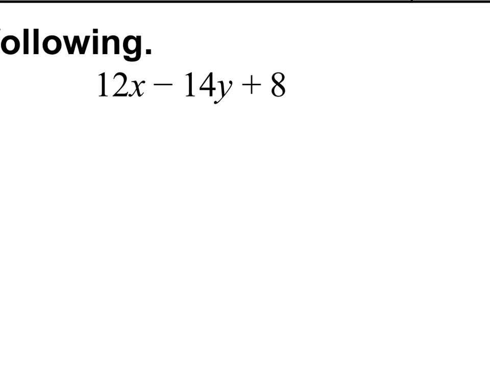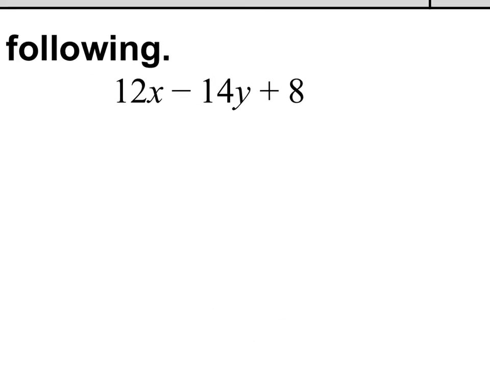12x minus 14y plus 8. So I'm looking at the numbers here, the coefficients. 12, negative 14, positive 8. Well, the fact that they're all even numbers tells me I know for a fact I can take a 2 out of everything. 3 also goes into 12, but it doesn't go into 14, so 3 won't work. 4 goes into 12, goes into 8, but not 14, so 4 doesn't work. 5, no. 6, no. 7 goes into 14, but not 12 or 8, so it looks like 2 is going to be the GCF here.